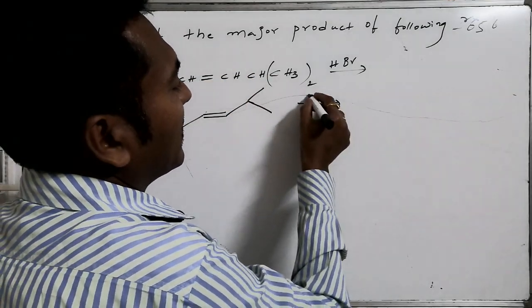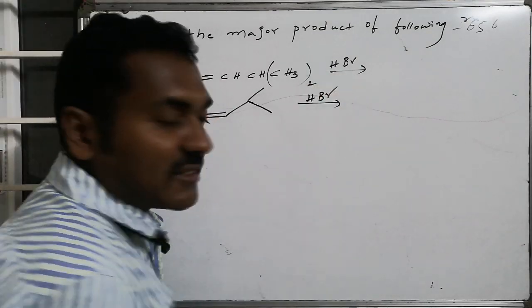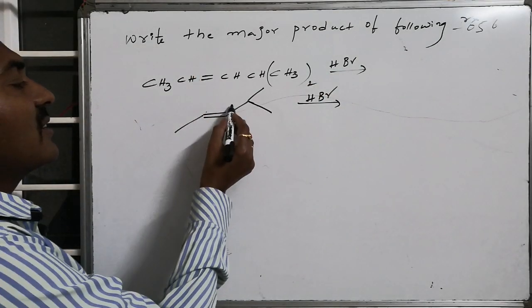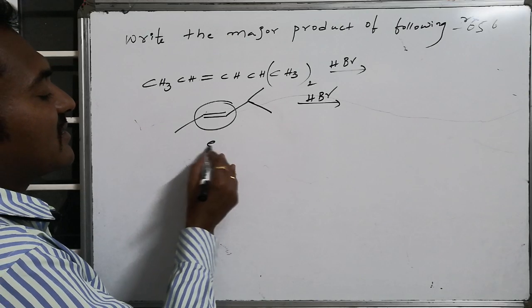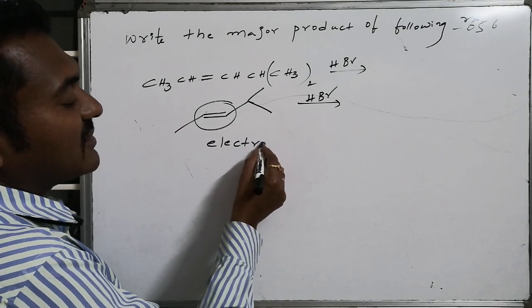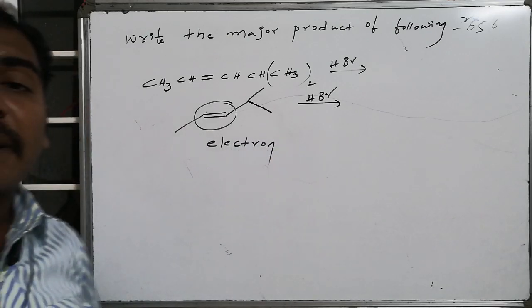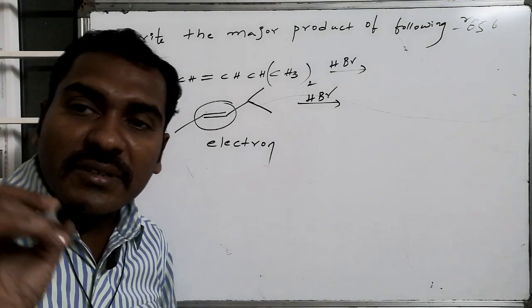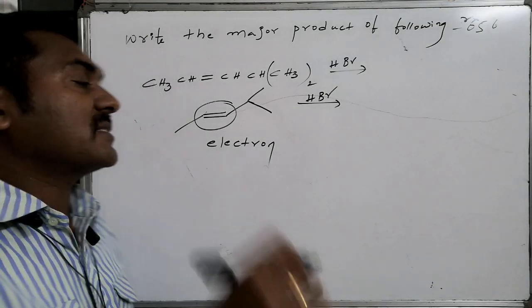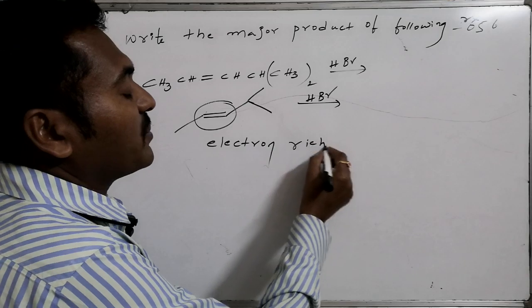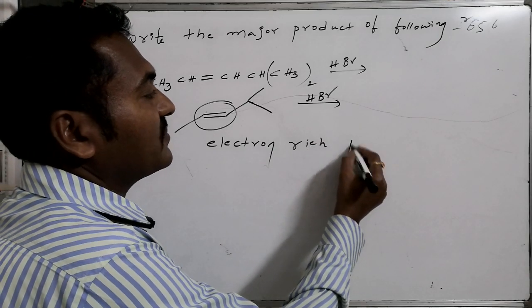This is allowed to react with whom? HBr is our reagent. Here also the same situation: this is acting as electron rich. This is a pi bond containing system. As it is maintaining pi bonds, it behaves as what? An electron rich system. This is the electron rich part.